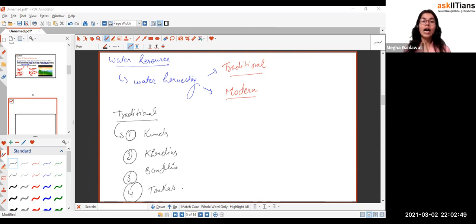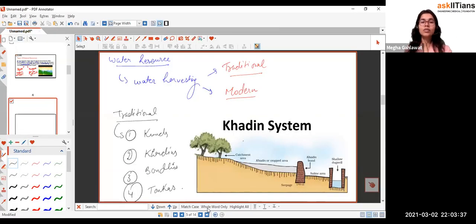Then we have the khadans. Khadans are the kind of harvest surfaces which take up the runoff water for agriculture. Right, let me just explain it a little better to you. See, this is the Khadan system that I was talking about. When I talk about the Khadan system, it usually is to catch the runoff water from agriculture.